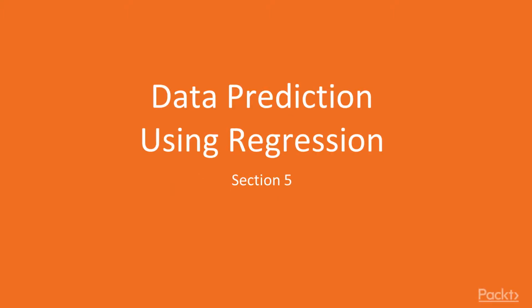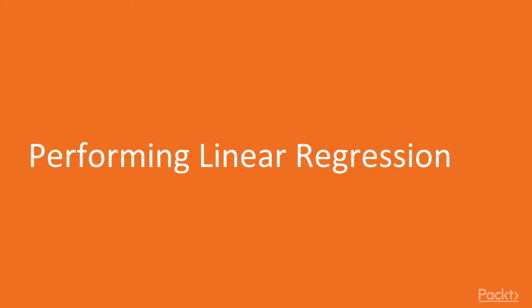Hello everyone, and welcome to the last section of this course, Data Prediction using Regression. In this section, we will learn about the different algorithms for data prediction, which include linear regression, random forest, neural networks, and regression trees. In the first video of this section, we will be performing linear regression, which is one of the most widely used techniques for data prediction.